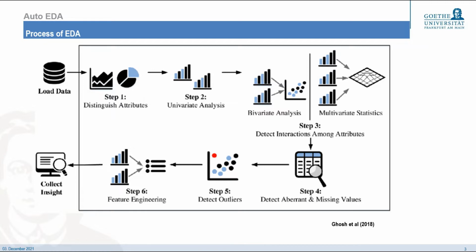The next step is to conduct analysis including univariate, bivariate, and multivariate analysis, and then followed by some data wrangling, such as dealing with missing values, duplicates, and outliers. Lastly, and also most time-consuming part, is feature engineering. I will demonstrate these steps in the following.